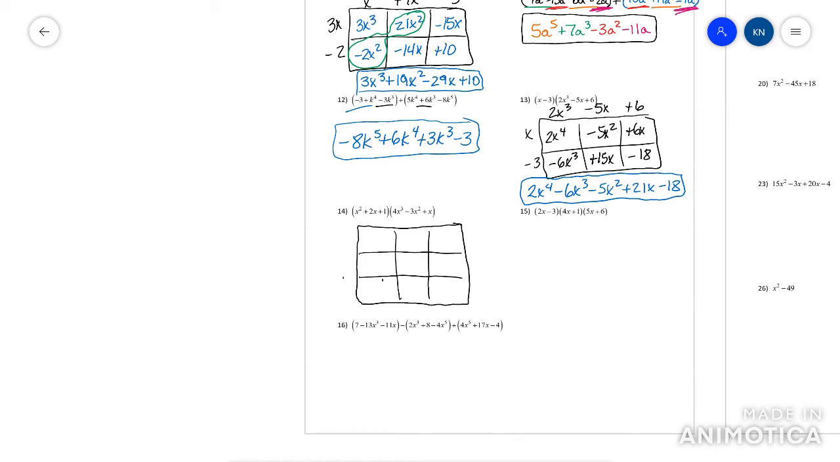Okay, it doesn't matter which side you put it on. So like I could put the 4x cubed here if I wanted. That doesn't matter, but I'm going to stick to the plan. I generally put the first guy down this line, but again, it does not matter. x squared, 2x, 1, 4x cubed, minus 3x squared, and then x. All right, fill in your box.